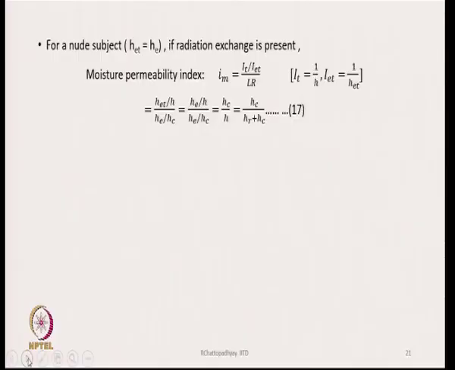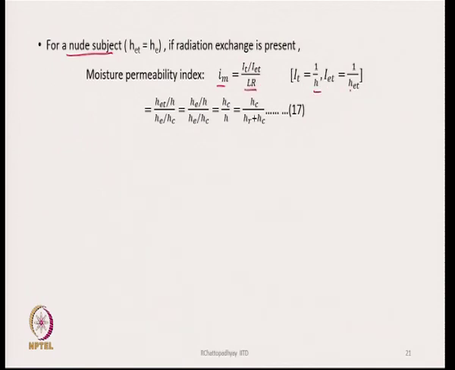And for a nude subject, H E T and H E are the same because there is no clothing. Therefore, H E T and H E will be the same in the case of a nude subject, because there is only the air, there is no clothing there. So, the moisture permeability index I m becomes I T by I E T L r.